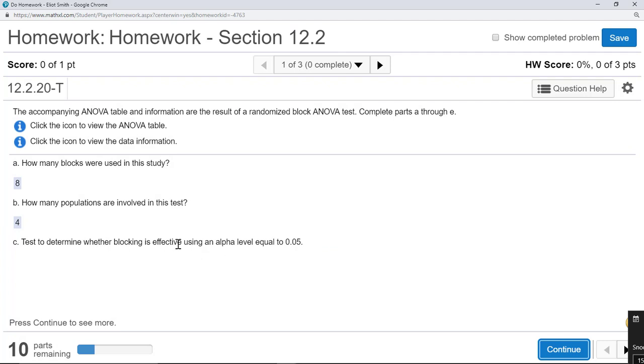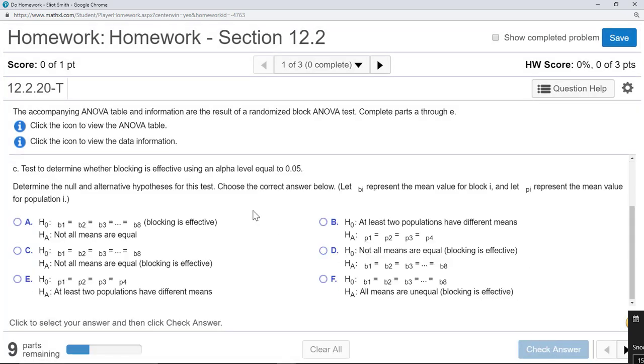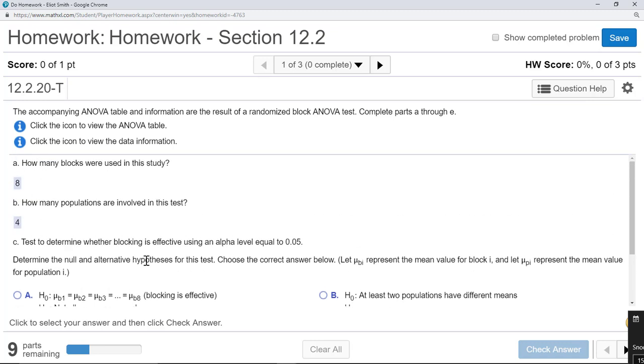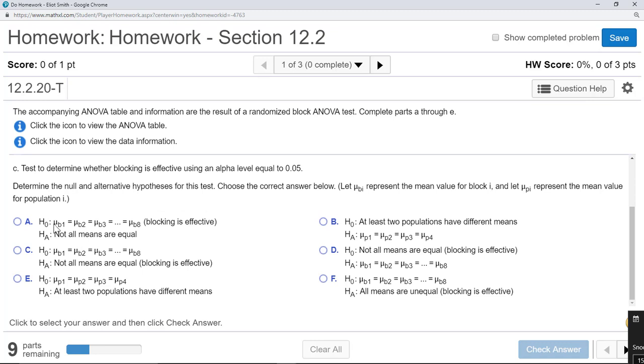Determine whether blocking is effective using an alpha equal to 0.05. Determine a null hypothesis. The null and alternative hypotheses for this test. Choose the correct answer below. All right, so we're looking for the mean of the blocks to be equal, and there's 8 blocks. That's what we learned up here. So mu of B1 equals mu of B2 all the way to equals mu of B8 is the null we want, but blocking is effective belongs in the alternative.